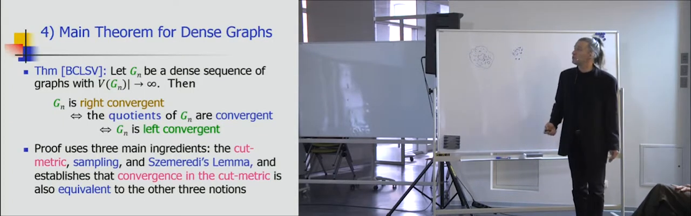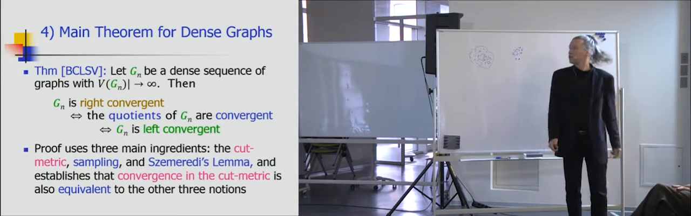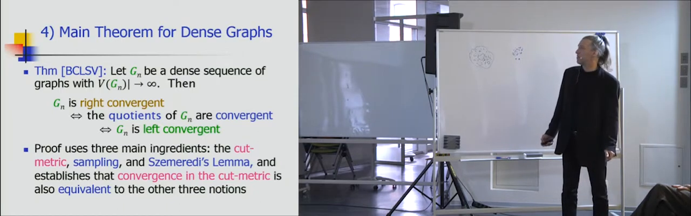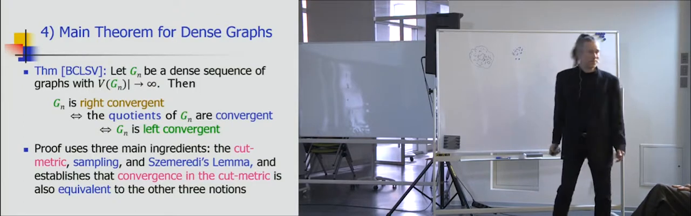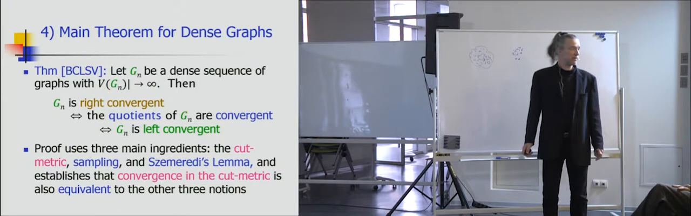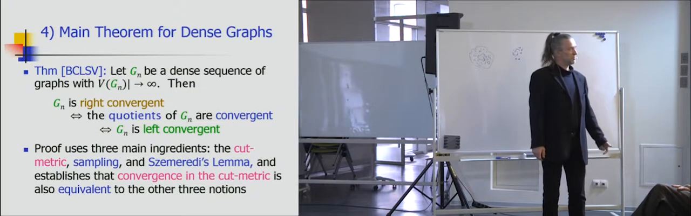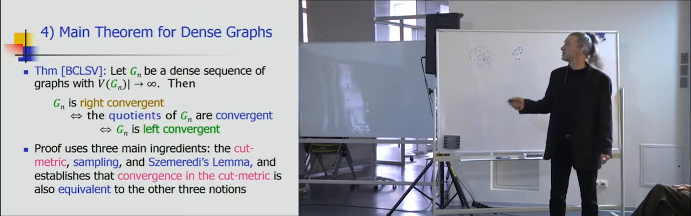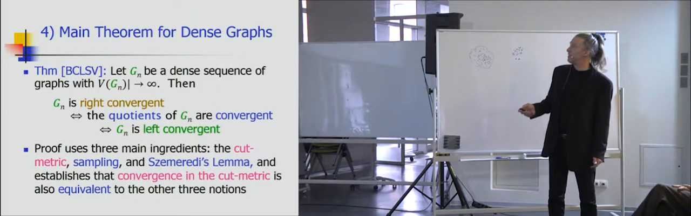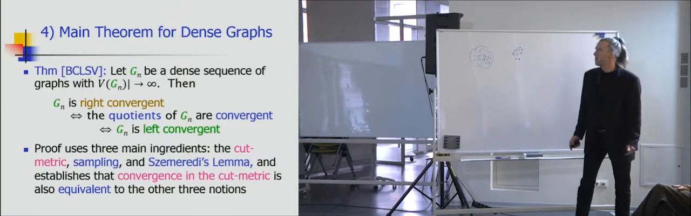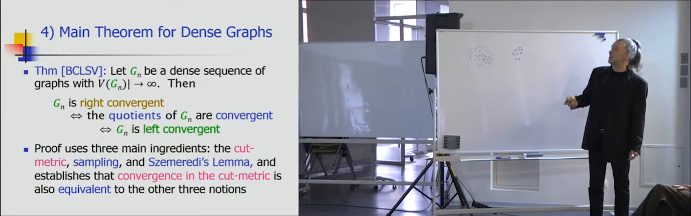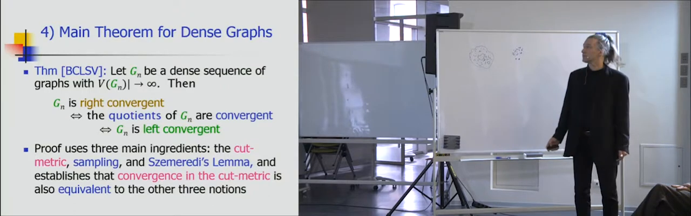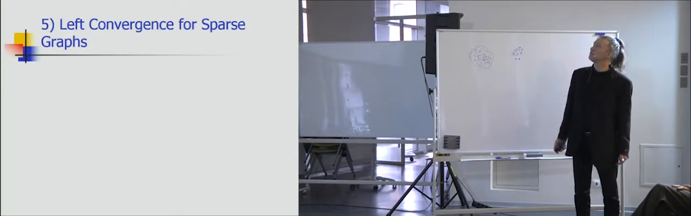Okay, and the proof uses several ingredients from combinatorics, some of them motivated by statistical physics. It uses the cut metric, which I don't think I will go into. There's some metric introduced by computer scientists at some point. It uses sampling, it uses the famous Szemerédi lemma, and then it establishes that all these notions are equivalent and actually are also equivalent to convergence in this cut metric. I will not go into the proofs here.